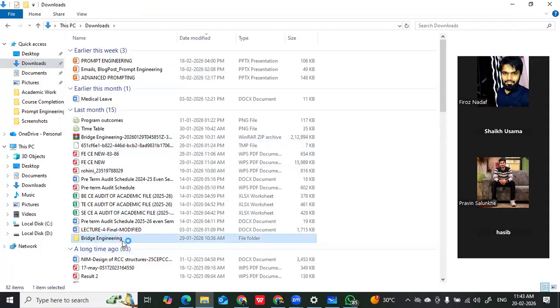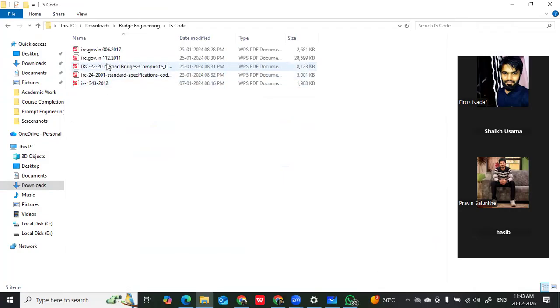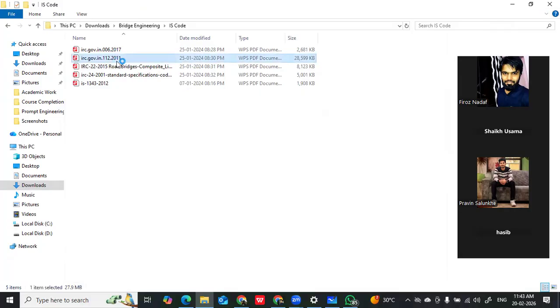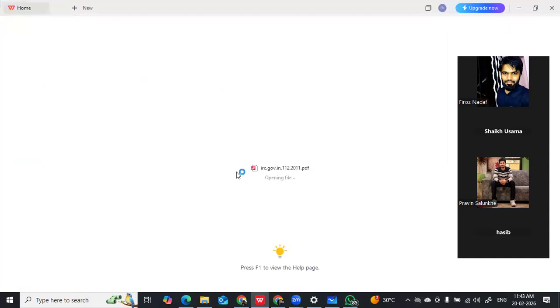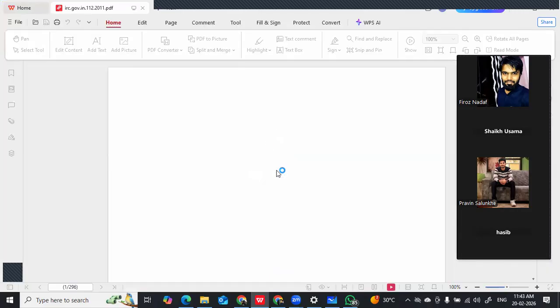Okay, this is bridge engineering. In the bridge engineering, I have the IS code. Which code do we need to refer? 112. This is the previous version and it has been referred to the latest version. Okay, you see the value, IRC 112 2020. I think in the last page they have given the value of K.